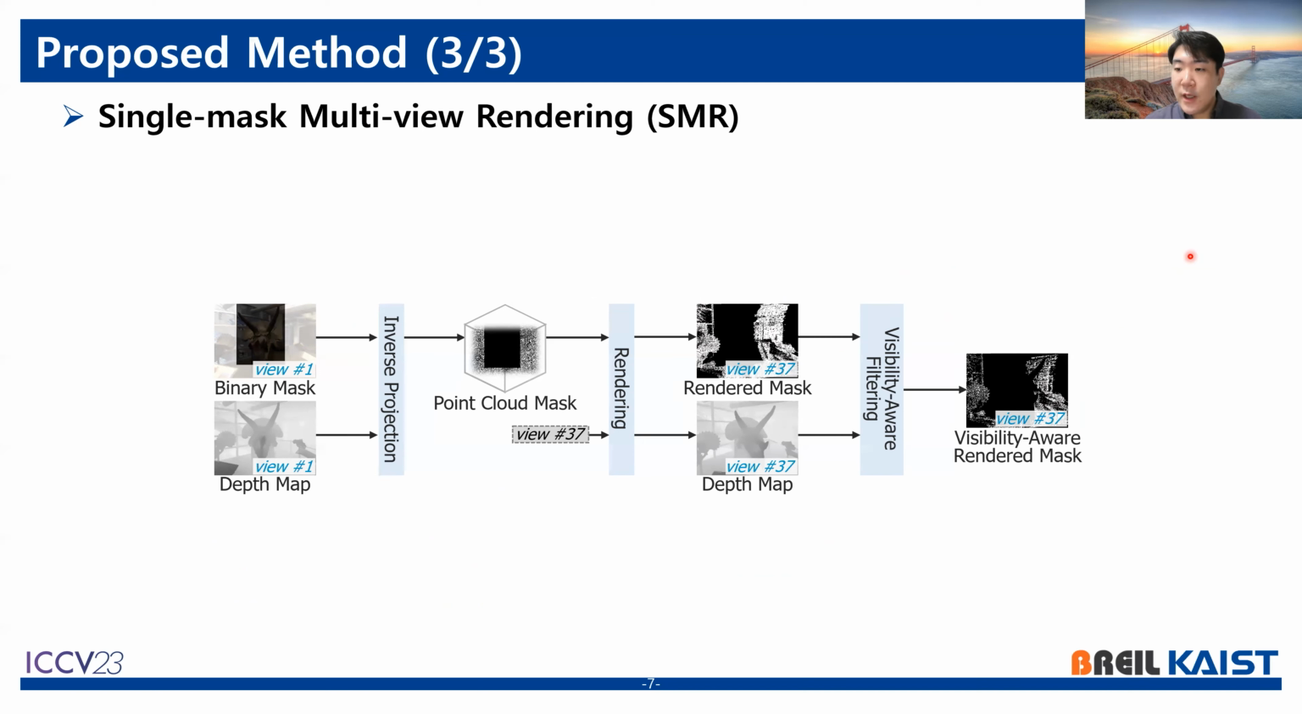SMR reduces the effort required for users to create masks from various views. As you can see, the process involves using a binary mask from the user and depth information from the trained NeRF to perform inverse projection in 3D space, creating a point cloud. This is then rendered from various views to handle occlusions that arise from changing views. We perform visibility-aware filtering to obtain the final multi-view mask.